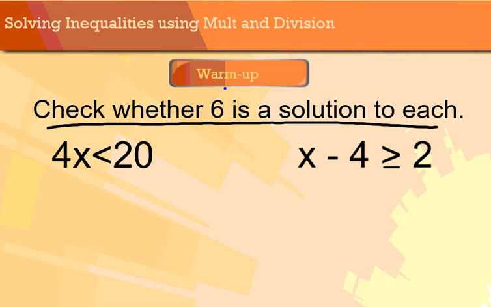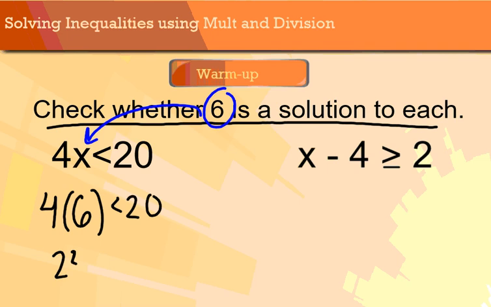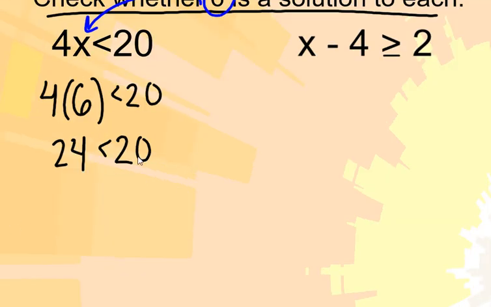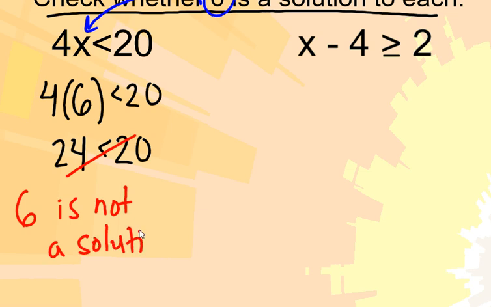So here's how it works. Like I said, you take 6, substitute it in for x. If I put 6 in there for x, I have 4 times 6 is less than 20. I get that 24 is less than 20, and that's not true. 24 is not to the left of 20, it is not less than 20. This is false, so you'd say 6 is not a solution here. It gives a false statement.